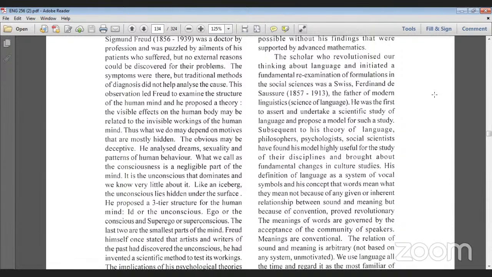He proposed a three-tier structure for the human mind: id, or the unconscious; ego, or the conscious; and superego, or the superconscious. The last two are the smallest part of the mind. Freud himself once stated that artists and writers of the past had discovered the unconscious. He had invented a scientific method to test its working.